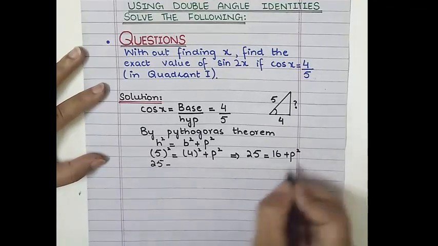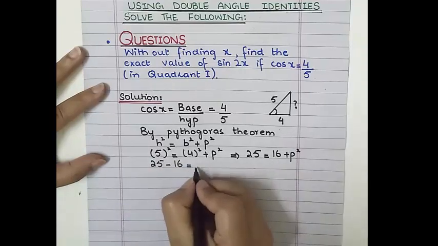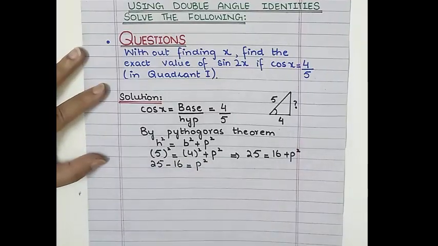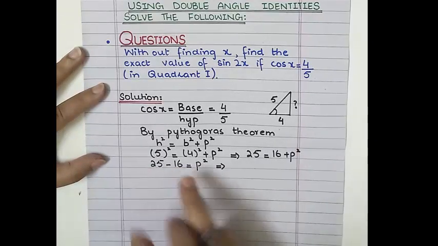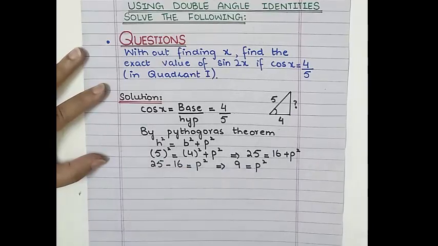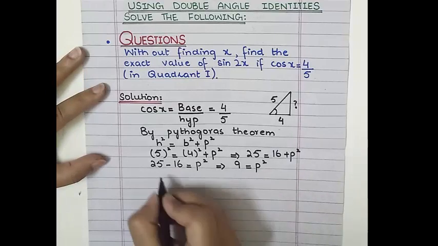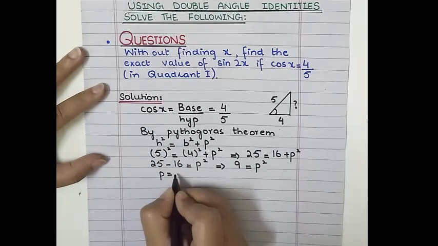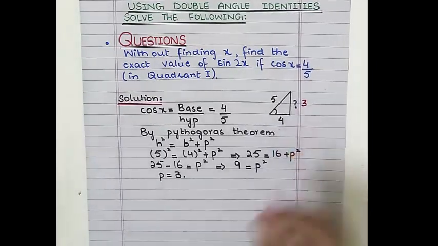Solving and separating out the value of perpendicular, 25 minus 16 is equal to p square, which is equal to 9. So 9 is equal to p square. Now taking the square root on both sides, we have the value of p is equal to 3. So the value of p is equal to 3.